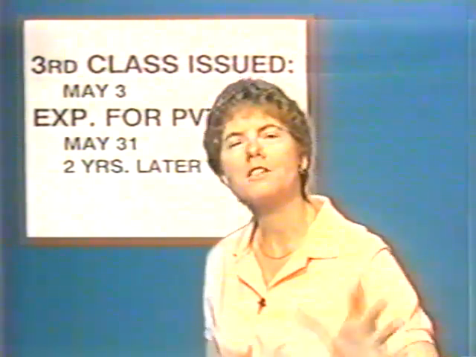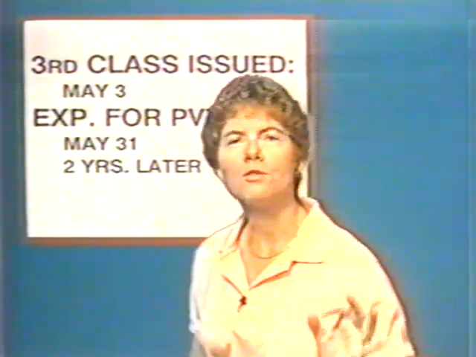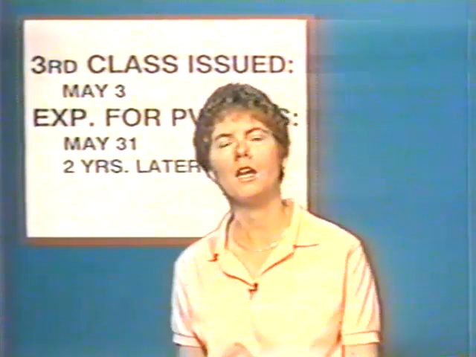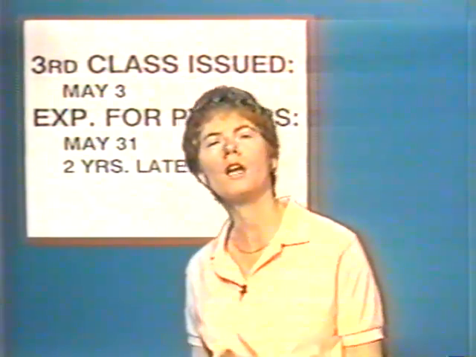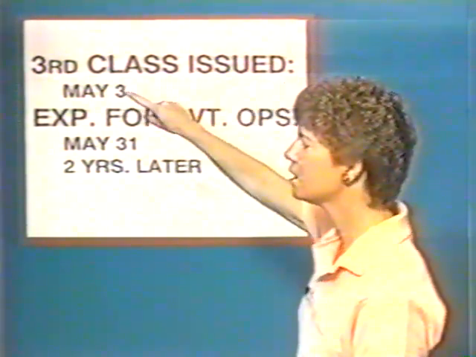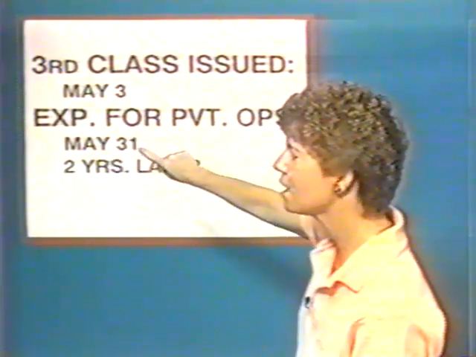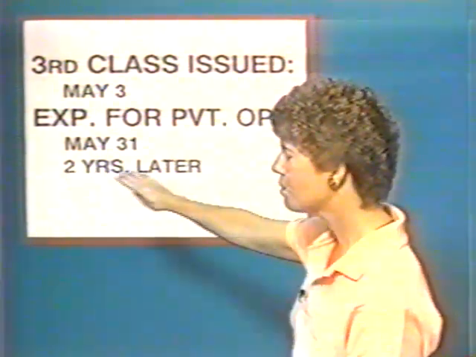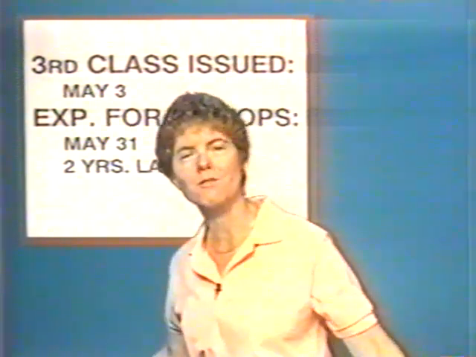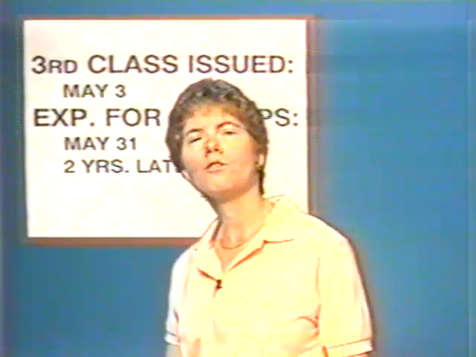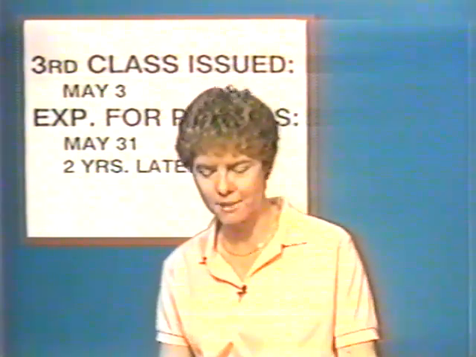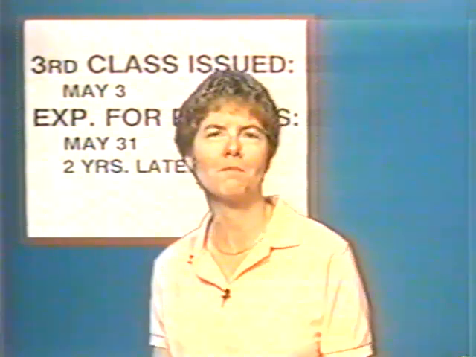Okay, the third-class medical is valid for how many months? 24 calendar months. And does it expire on the same day or last day of the month? Which one? Last day of the month. It is 24 calendar months, 2 years later, so the certificate issued on May 3rd expires on the last day of May, May 31st, 24 months or 2 years later for private operations. So no matter which class of medical you get, it's going to be valid to the end of that month, 24 calendar months later. Takes care of your medical without any problem.